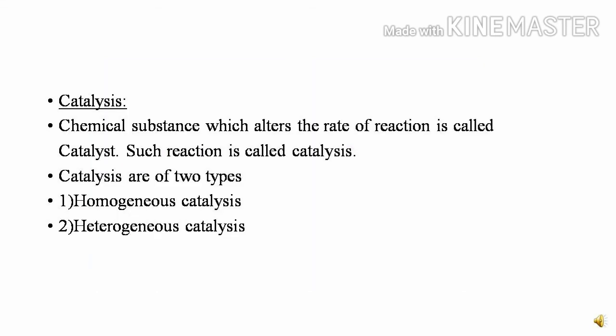Next we are going to learn about catalysis. Before that, chemical reactions depending on rate of reaction are classified into three categories: slow, moderate and fast reactions. Some reactions occur at very low speeds. In order to enhance the speed of the reactions, we use a third substance which does not get involved in the reaction. Such a substance is called a catalyst and the reactions are called catalysis.